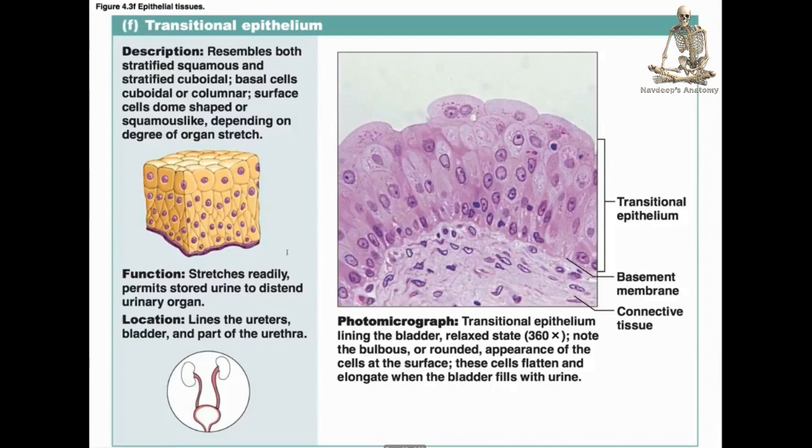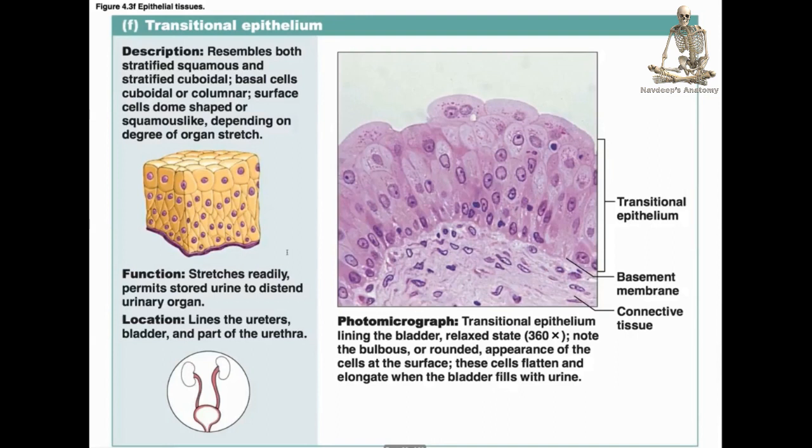In this diagram, you can clearly see that this transitional epithelium mainly resembles both the stratified squamous and the stratified cuboidal epithelia. The cells have the shapes of both squamous and cuboidal cells, and the basal cells are cuboidal or columnar, and the surface cells are dome shaped or squamous-like, depending on the degree to which the organ is being stretched. They continuously change shape, and their function, as we already discussed, is to stretch and permit storage of urine, to distend the urinary organs, and it is mainly found in the linings of the ureters, bladder, and part of the urethra.